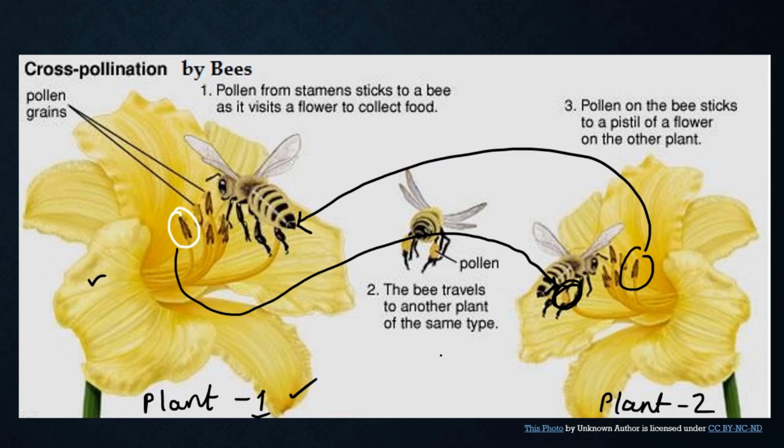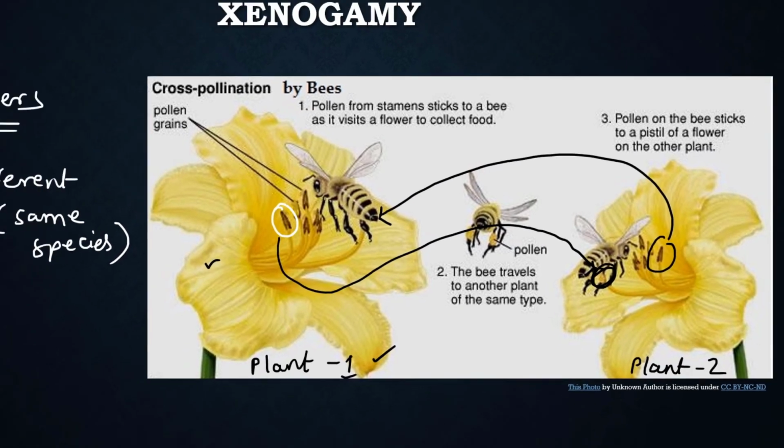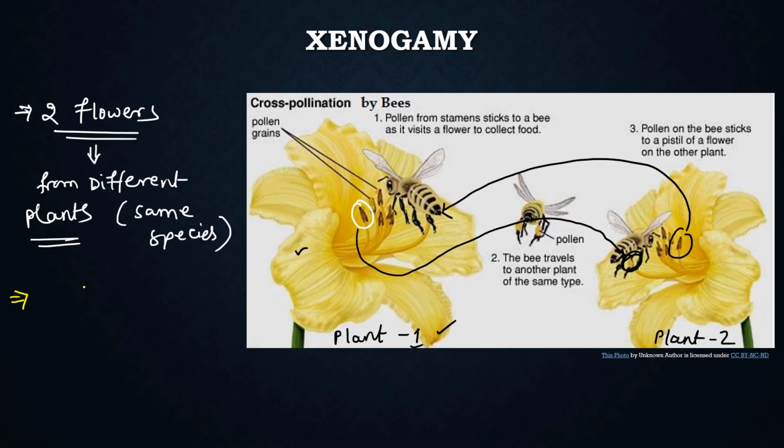So here there is going to be involvement of two different flowers, but they are from two different plants. They are again from the same species. The species cannot be different. Again, in future we'll talk about pollen-pistil interaction, and we'll talk about compatible and incompatible pollen grains. We talked about three different types of pollination already: autogamy, Geitonogamy and Xenogamy.